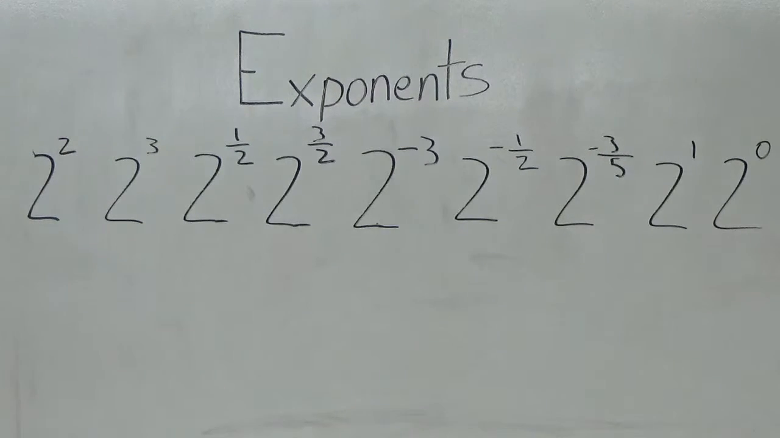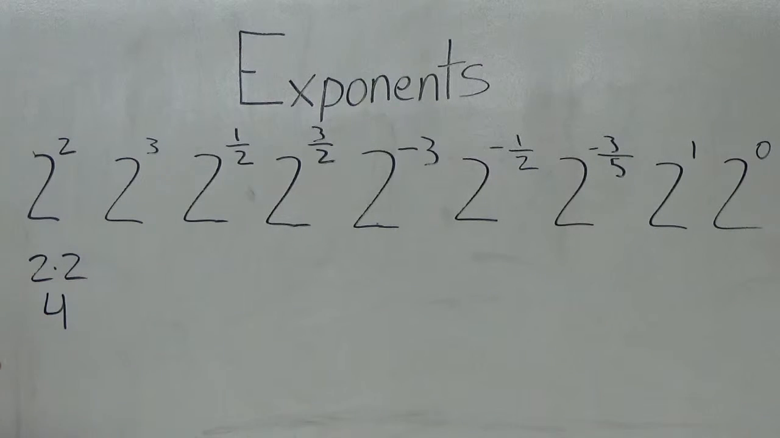So with 2 squared, what that really means is it's 2 times 2. So we're going to do 2 times 2, which is equal to 4. And 2 squared is equal to 4. And so this is just kind of the basic rule of what an exponent actually is. And so we're just going to go through the rest of them now, and I'll show you how each one is a little bit different.